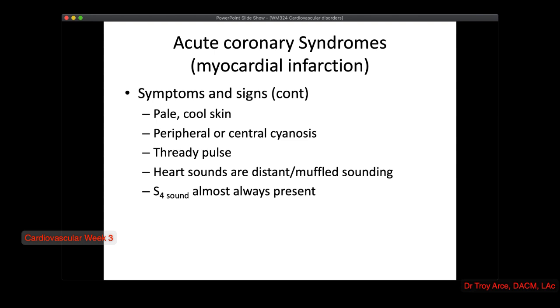So let's see what it is. We talked about S1, S2. The S4 is actually an extra heart sound that occurs during late diastole and immediately before the two lub-dub heart sounds are heard, the S1, S2. It occurs just after the atrial contraction and immediately before the S1, and is caused by the atria contracting forcefully in an effort to overcome an abnormally stiff or hypertrophic ventricle.